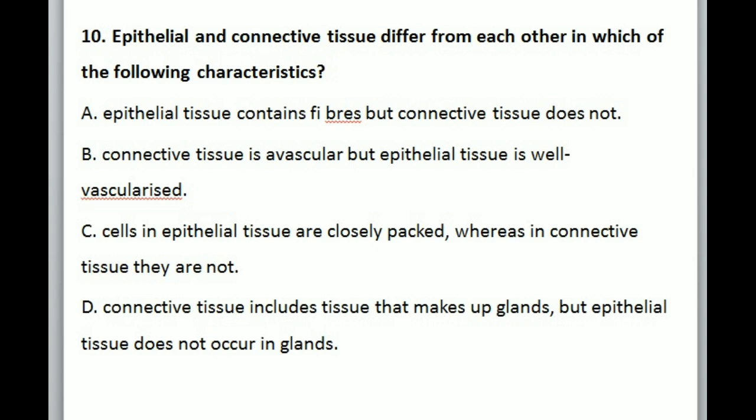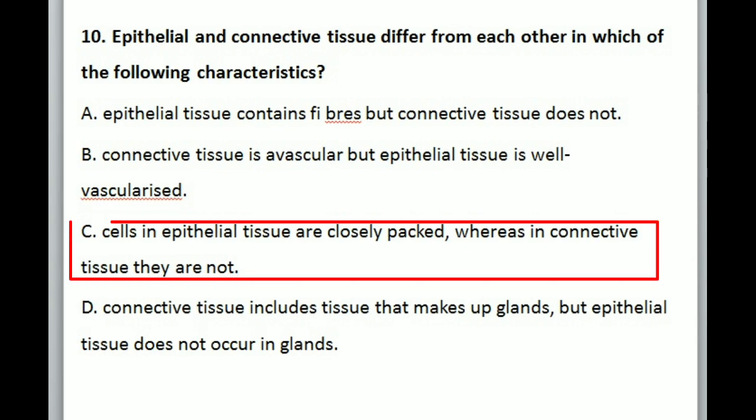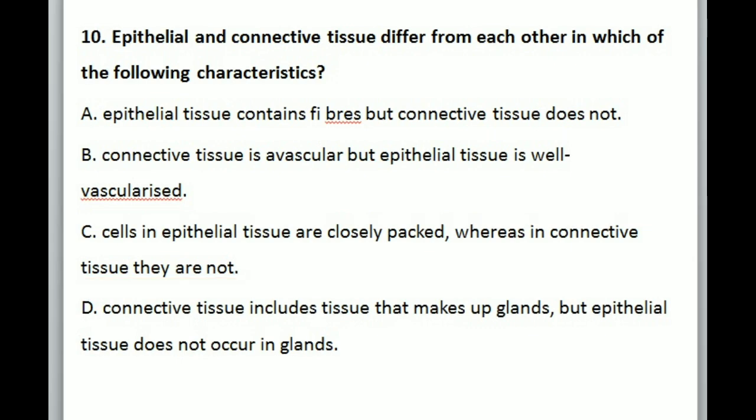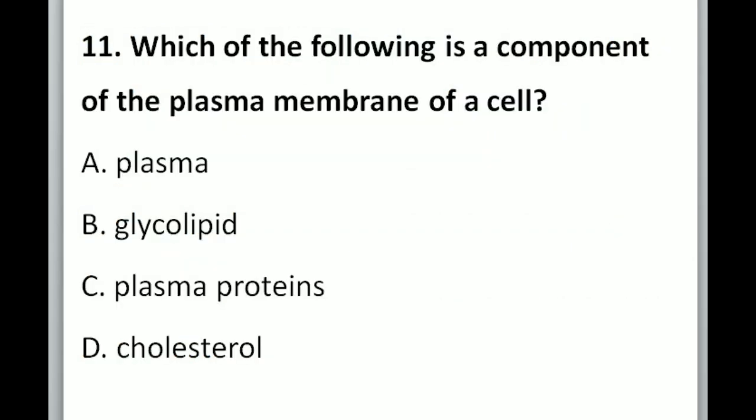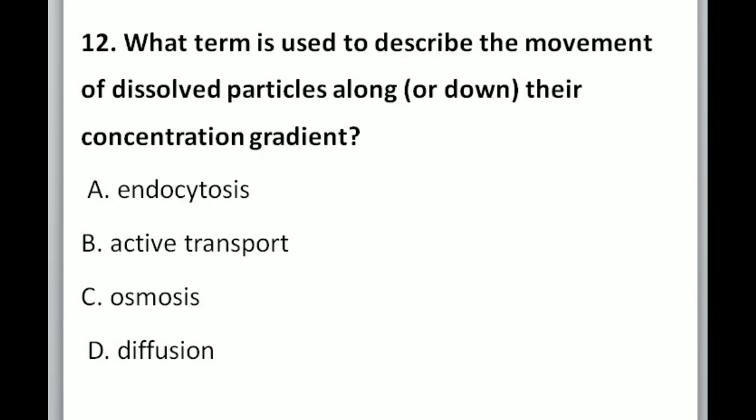10. Epithelial and connective tissue differ from each other in which of the following characteristics? Answer is C. Cells in epithelial tissue are closely packed, whereas in connective tissue they are not. 11. Which of the following is a component of the plasma membrane of a cell? Answer is D. Cholesterol.